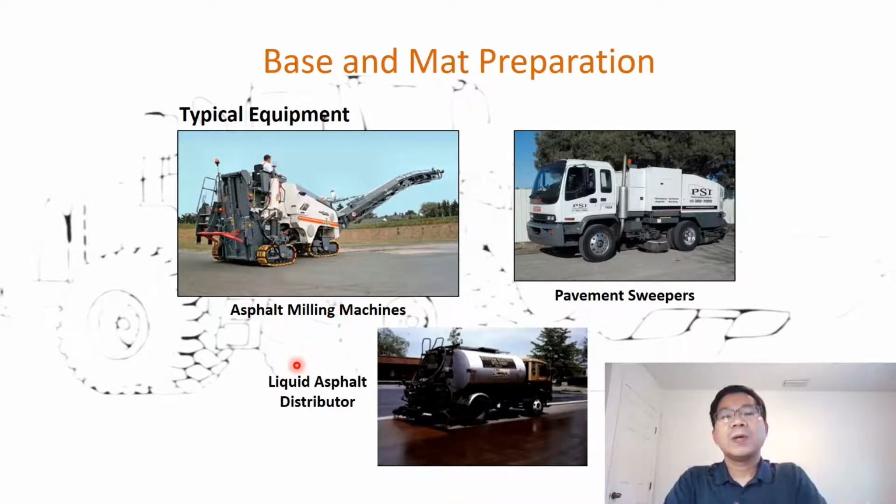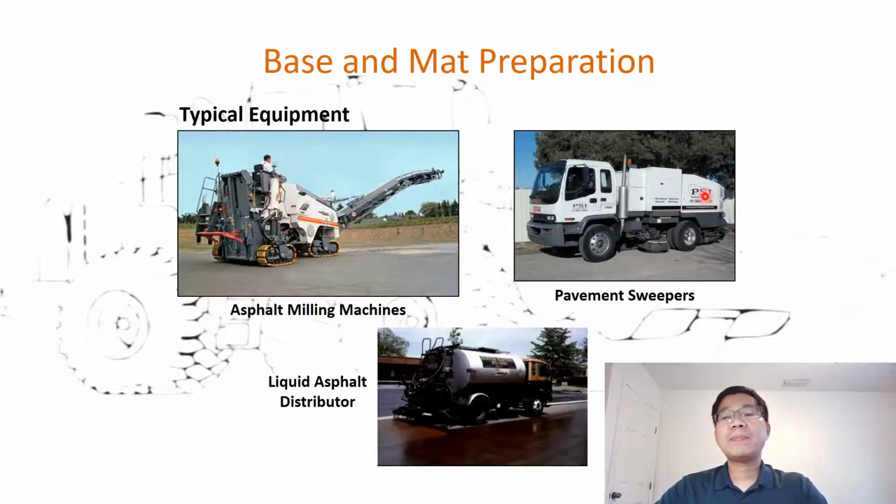Before we pave the asphalt, we need some preparation. And in this slide, I show you a few pieces of equipment that need to be used to prepare the base and the mat. For example, if you want to remove the old asphalt, then we need asphalt milling machines to dig it out, and then to recycle the asphalt, and that you learned recycled aggregate, recycled asphalt concrete, all of that in civil materials.